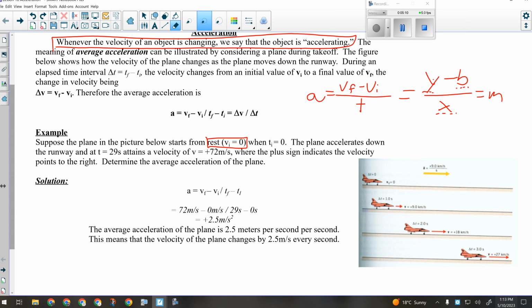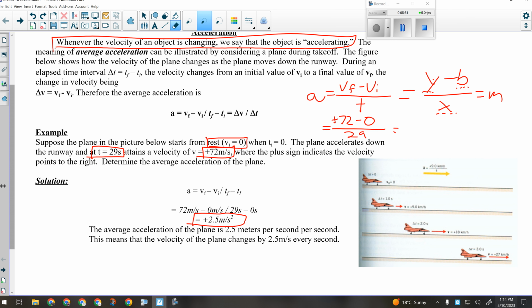The plane accelerates down the runway, and after 29 seconds is at a velocity of 72 meters per second. So we know VI, we know VF, and we know T. Can we plug into that formula and calculate the acceleration? If you don't have to manipulate it, we're being asked to calculate what that formula is set up for. So we would have positive 72 meters per second minus 0 meters per second, because our initial was 0, divided by 29 seconds. If we do that, we should get positive 2.5 meters per second squared.